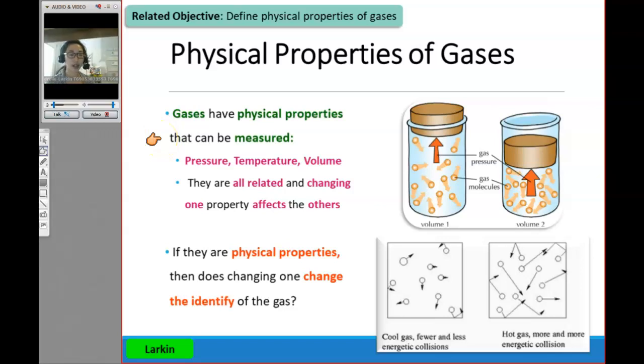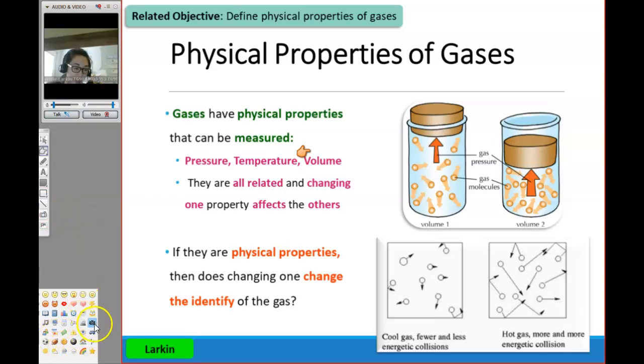Now, all of these properties are related, and if you change one property, it actually affects all the other properties as well. Now, what's important to remember is I'm calling these physical properties. Remind me again, if these are physical properties, then does changing one of these properties change the identity of the gas? Does the gas itself change its identity if you change the pressure, temperature, or volume? No. They're only physical properties. So you can change the pressure, you can change the temperature, you can heat it up, you can squish it together, and it would still be the same gas. All right, go ahead and give me a bat if that makes sense.